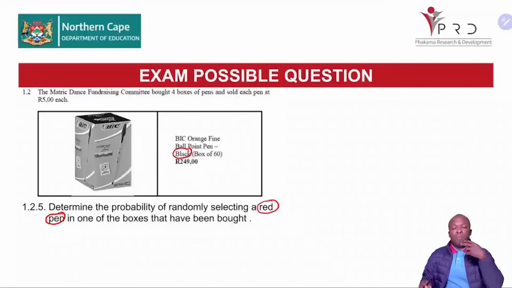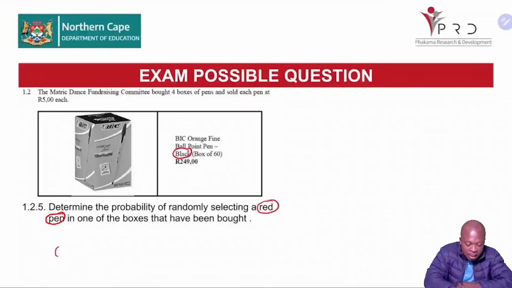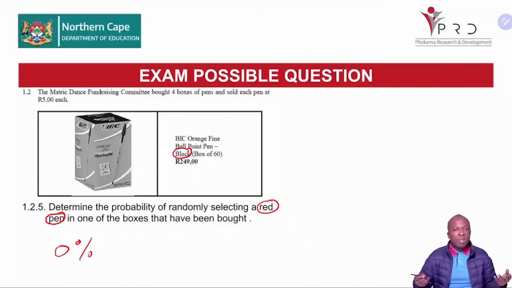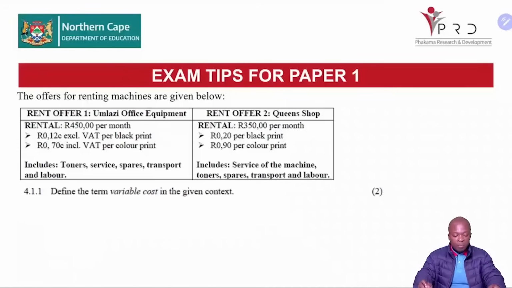So probability is the chance of something happening. So what chance of us getting a red pen here? It's 0%, because we never bought a red pen. Are we together? It is not possible to get a red pen because we never bought one. All the pens that we bought were black. So you just say it is 0% or 0. We don't have any chance.